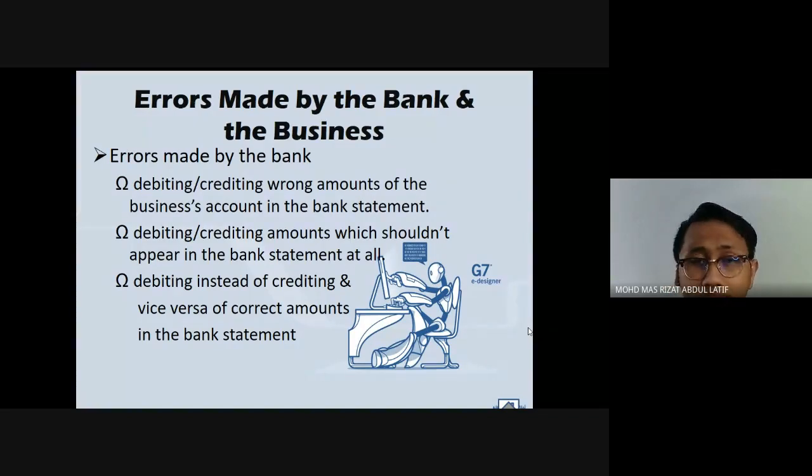Salah tempat. Amount ni betul RM1,500 tapi salah tempat. Yang tadi tempatnya betul, amount yang salah. Yang ini amount ni betul, tempatnya yang salah. Bukan kredit, debit. Ataupun bukan debit tetapi debit kredit. Contohnya. So these are all the errors that can be made by the bank. Juga akan menyebabkan baki dalam bank statement dan bank account berbeza. Okay, itu adalah errors made by the bank.